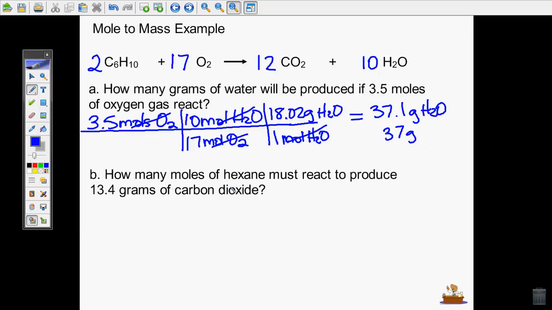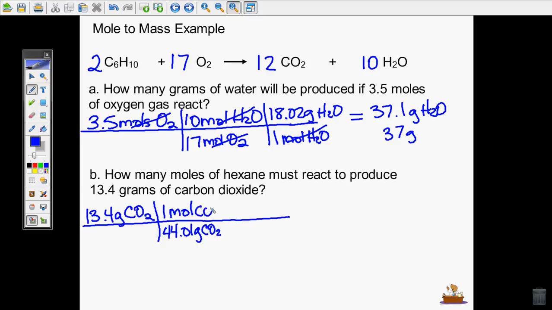Okay. How many moles of hexane must react to produce 13.4 grams of carbon dioxide? So I'm going to use 13.4 grams carbon dioxide. And I need to get to moles of hexane, so I will need to use my molar ratio, so I need to convert this to moles. So I'm going to use the molar mass of carbon dioxide, which is 44.01 grams. If you don't know how to calculate molar mass, you need to come to tutorials. So that cancels. From my balanced chemical equation, I know for every 12 moles of carbon dioxide, I have 2 moles of hexane.